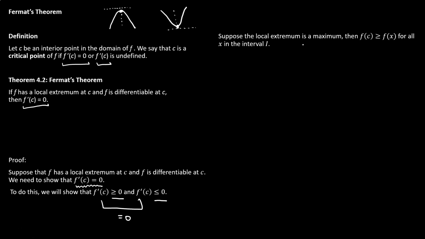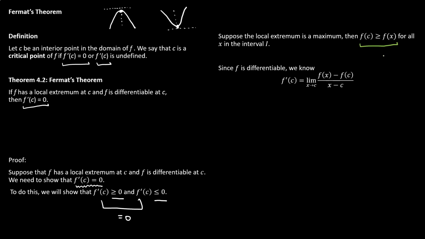So we'll start off by supposing that the local extremum that we assume f has is a maximum. Now we could do this with a minimum, but we're going to do this with a maximum. You can do it on your own if you'd like with a minimum. So we're going to suppose that we have a maximum at x equals c. If that's true, then our function at c has to be larger than our function everywhere else within the interval I. That's from the definition of a local extremum, and the interval I is that open interval around c.